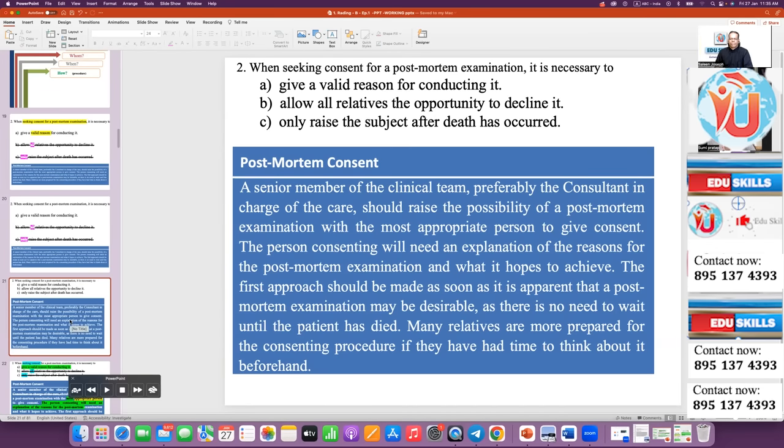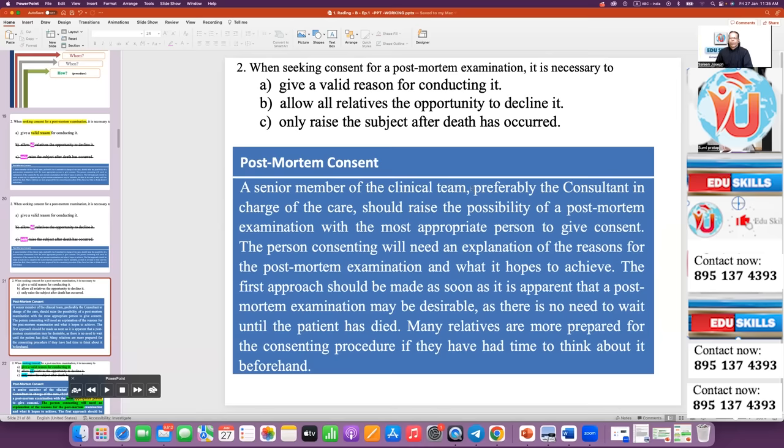The person consenting will need an explanation of the reasons for the postmortem examination and what it hopes to achieve. The first approach should be made as soon as it is apparent that a postmortem examination may be desirable, as there is no need to wait until the person has died. Many relatives are more prepared for the consenting procedure if they have had time to think about it beforehand.